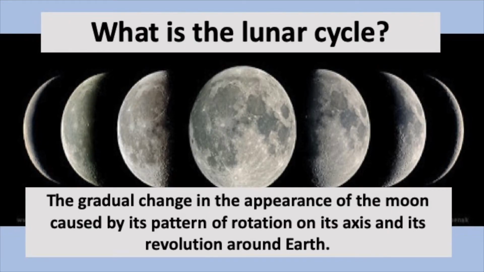So let's start looking at your notes. The first question you should have is, what is the lunar cycle? The lunar cycle is the gradual change in appearance of the moon caused by its pattern of rotation on its axis and its revolution around Earth. Please keep in mind the moon does not make its own light. It is reflecting the light of the sun in the center of our solar system.